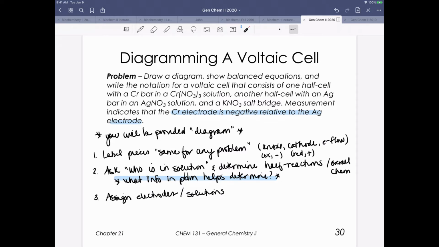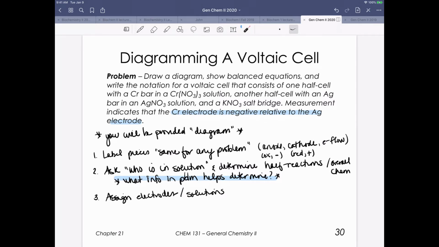What I've highlighted in blue here is that information that helps us, right? It tells us that the chromium electrode is negative relative to the silver electrode. So that tells us that chromium is where oxidation is occurring. That's going to be an important little piece to our puzzle. Once we start building up the chemistry going on in solution, we need to make sure we assign everything to the right compartments, the right solutions, and answer questions about what might be going on in solution: which electrode is getting heavier, are concentrations of this species increasing or decreasing, and so forth.